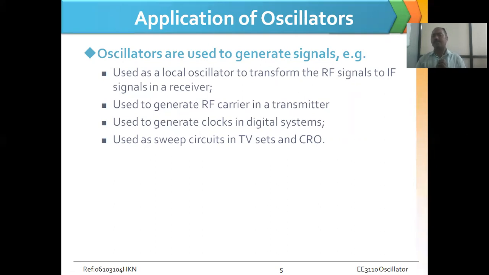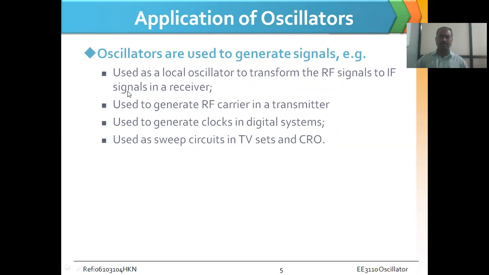A low frequency signal is called an intermediate frequency signal or IF signal. See, IF signal indicates intermediate frequency signal. So the RC oscillator generates the IF frequency. For RF signal generation, we use the LC type of oscillator. In the LC type of oscillator, we use an inductor and a capacitor for the generation of the radio frequency signal. Okay.